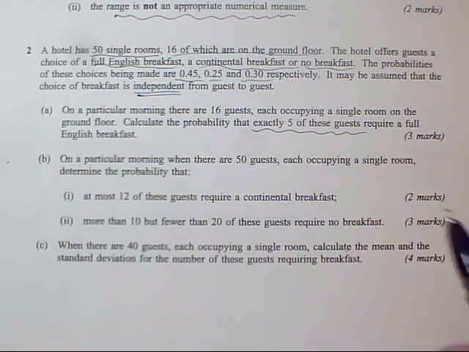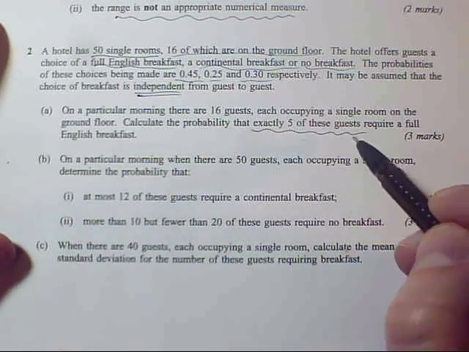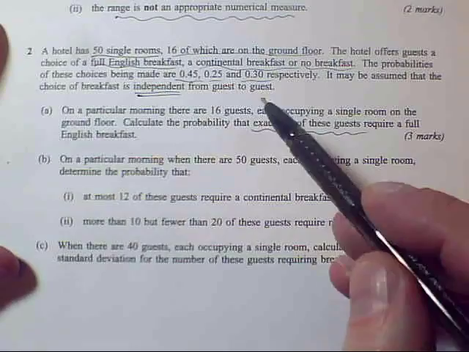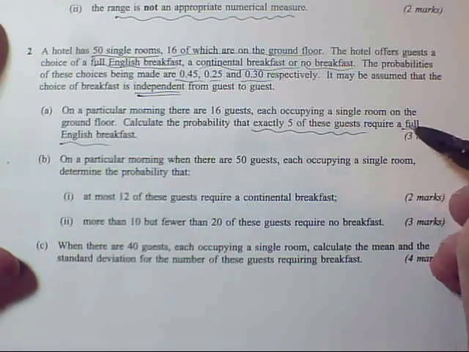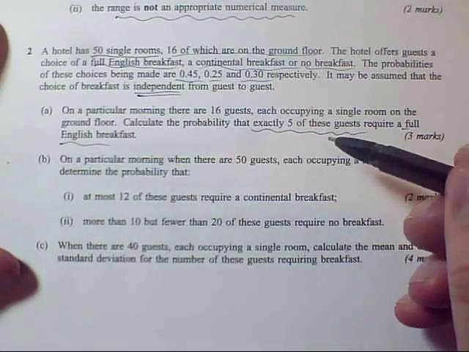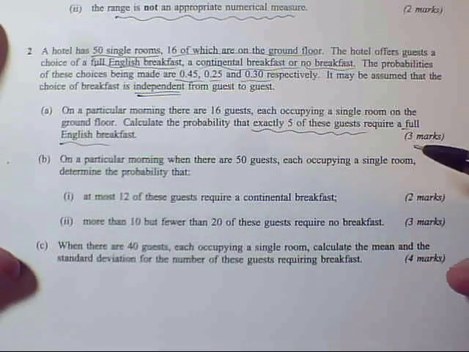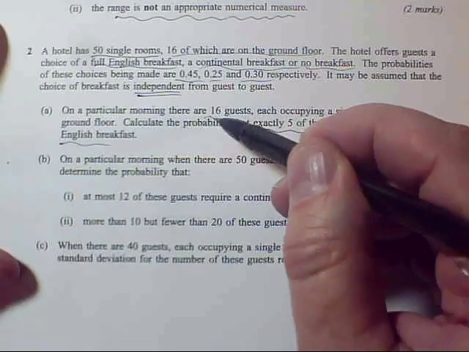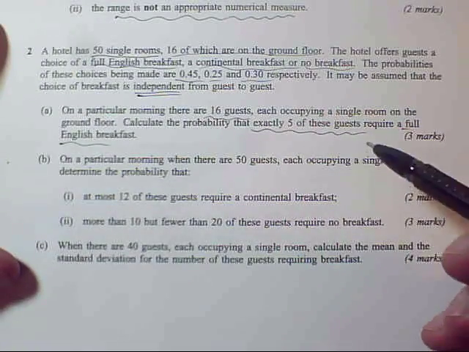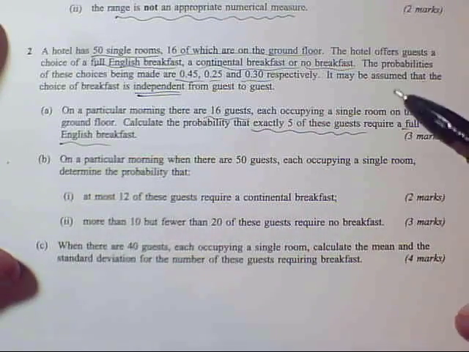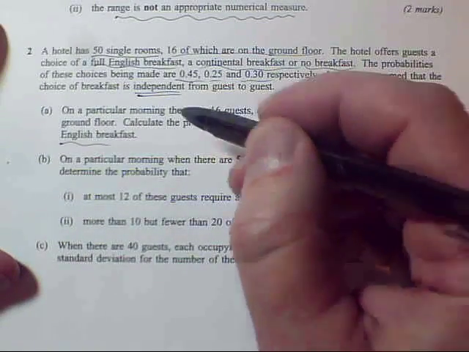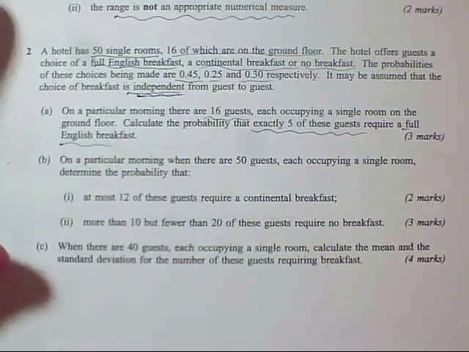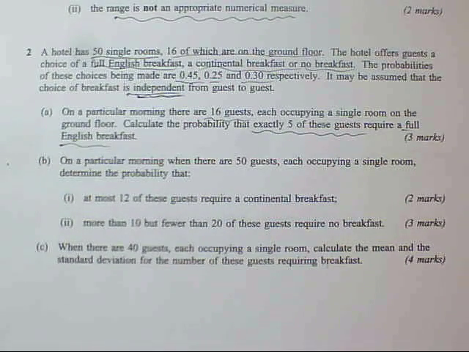So what am I trying to do? I'm actually interested in how many guests out of 16. So I'm counting the number of guests who choose to have a full English breakfast. So I'm counting the number of full English breakfasts in 16 guests. I'm counting the number of full breakfasts in a fixed number of guests, and the choice is independent from guest to guest. So that should be enough to think about what the topic is.